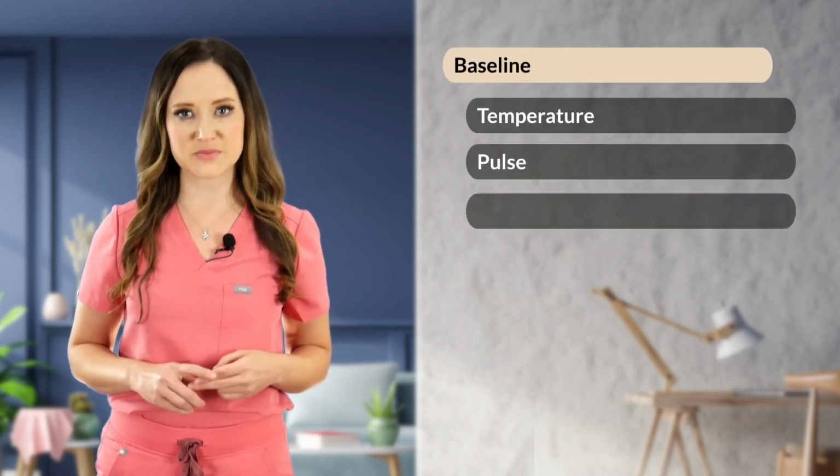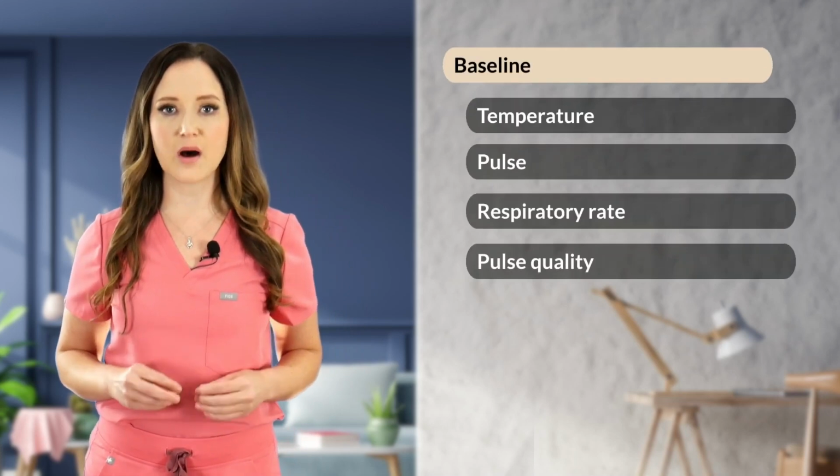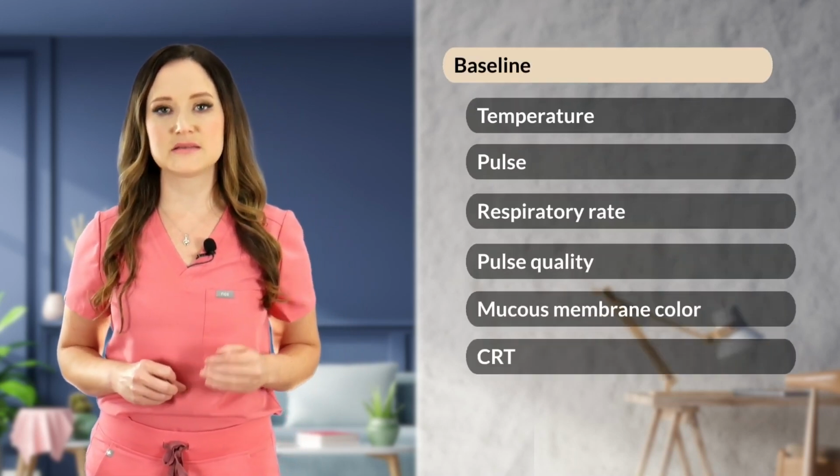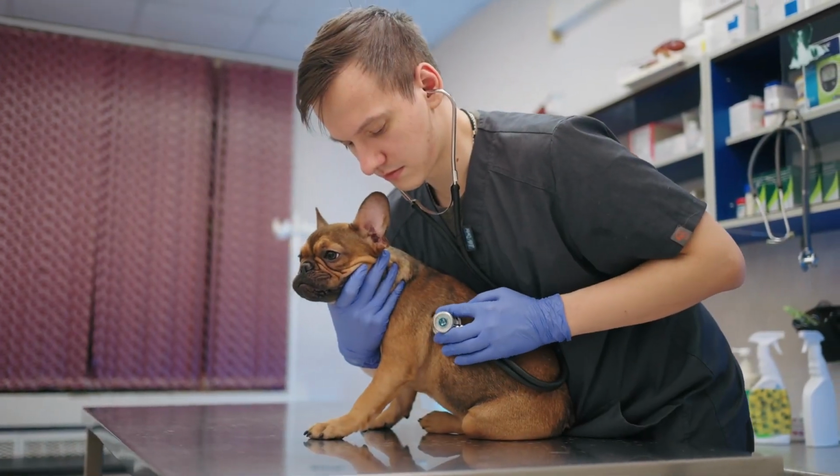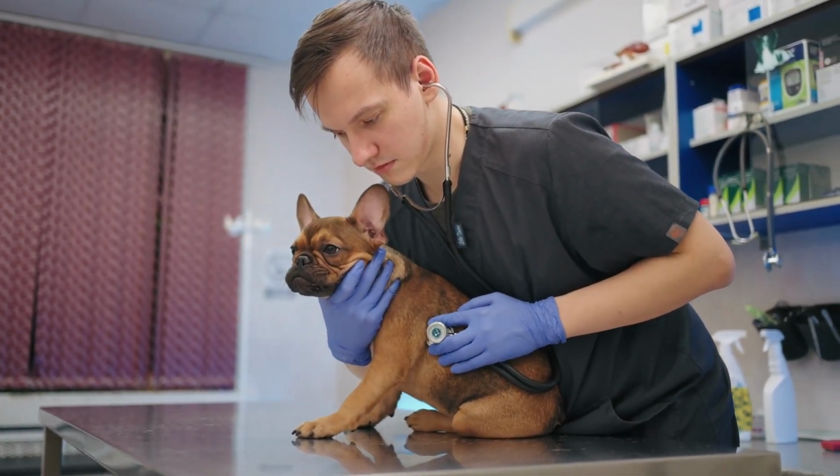For any patient that is receiving a transfusion, we want to perform a baseline temperature, pulse, and respiratory rate, evaluate the pulse quality, mucous membrane color, and CRT. We want to perform a cardiopulmonary auscultation, check a blood pressure, and even consider checking a pulse ox. We then recheck most of these things at 5 minutes after the start, and then every 15 minutes for 1 hour, and then hourly until the transfusion ends. Most transfusions are going to be administered over a 3 to 4 hour period of time.